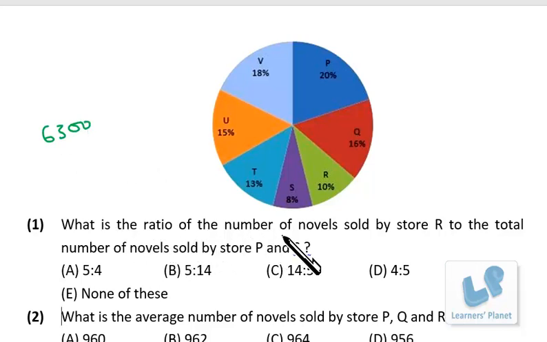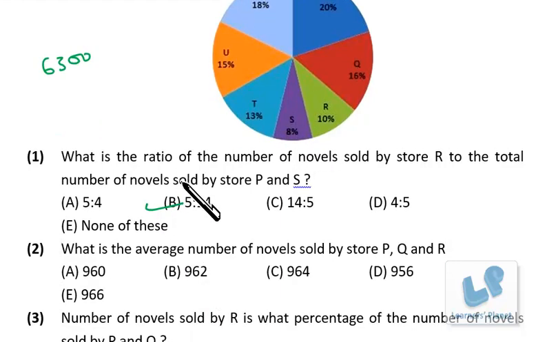What is the ratio of number of novels sold by store R to the novels sold by store P and S? So R is 10% and P and S, that is 28%. So that is 10 by 28, or we can say 5 by 14. Right? What is the average number of novels sold by store P, Q and R? So 20, 16 and 10. So what is the average of this? 20, 30, 40, 46. So average is 15% or something, a bit more than 15%, right?